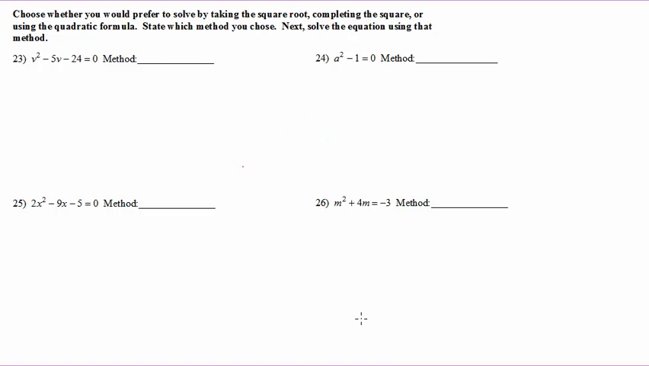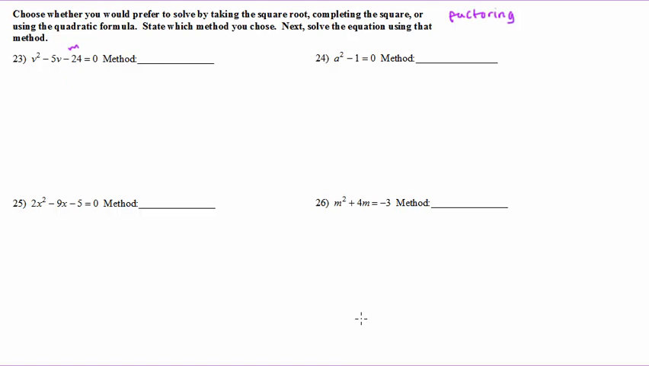Our last section says choose whether you would prefer to solve by taking the square root, completing the square, or using the quadratic formula. It asks to state the method you choose and then solve the equation using that method. Actually, there's a fourth method not listed here called factoring. That's another option. On number 23, like on any of these really, if you can factor, that's going to be the fastest thing.